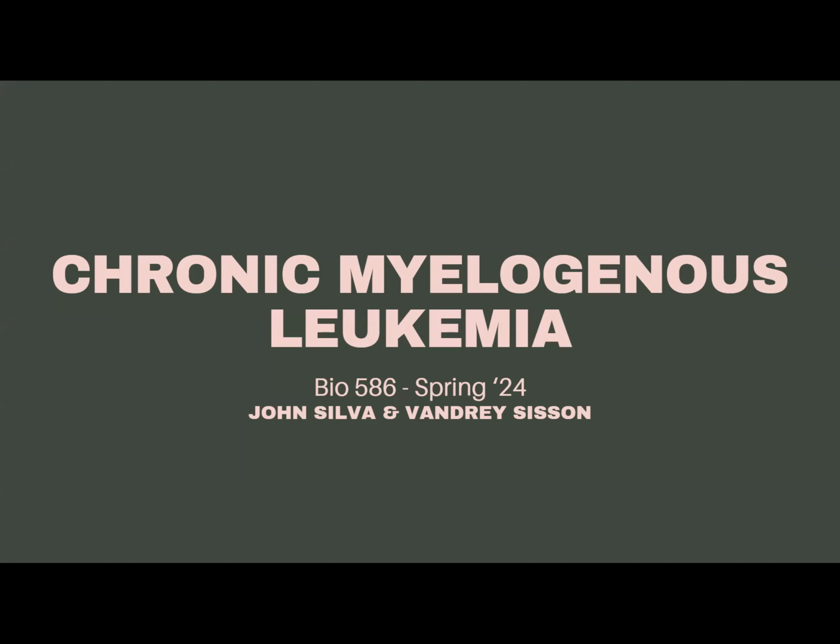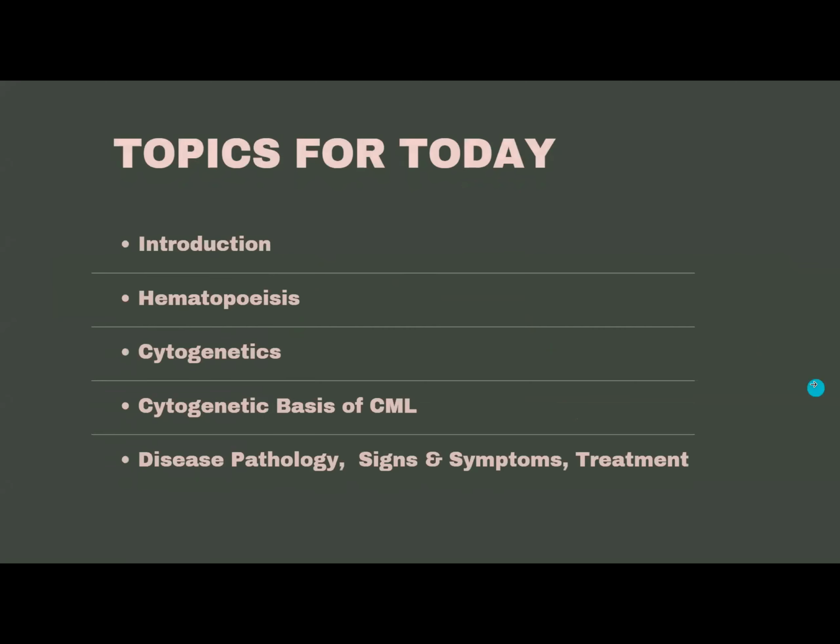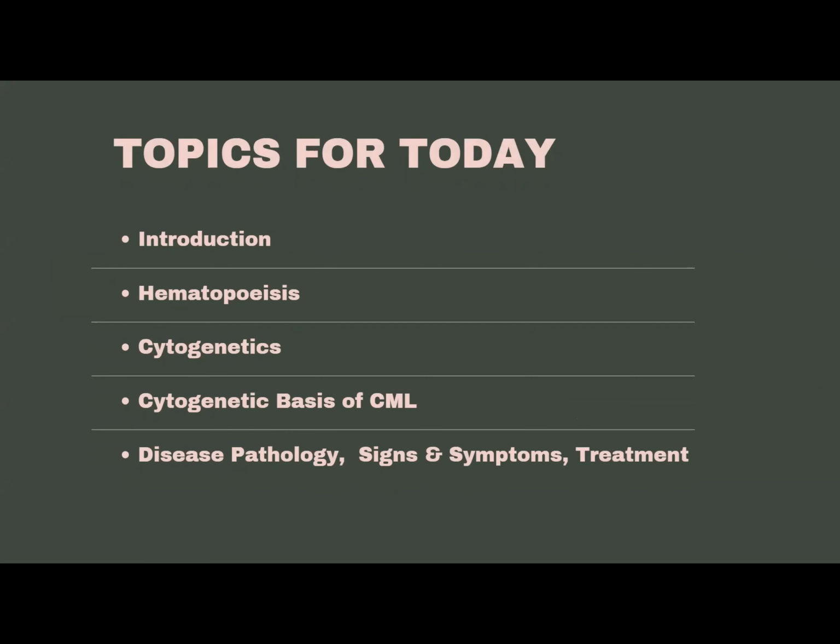So first review session for Bio 586. And we're gonna talk about CML. So topics for today, we're going to do an introduction. We're going to talk about hematopoiesis, cytogenetics, the cytogenetic basis of CML, and then disease pathology, signs and symptoms, and treatment. After that, we'll leave some room for questions. We can talk about coursework, the papers, questions, anything like that.